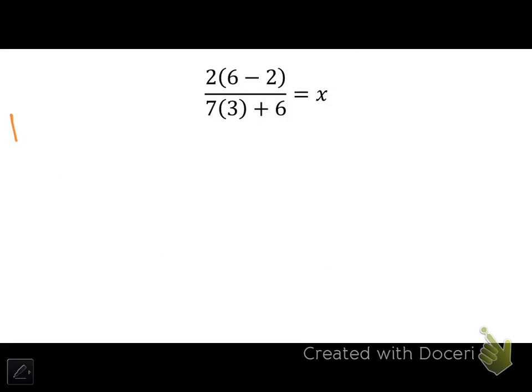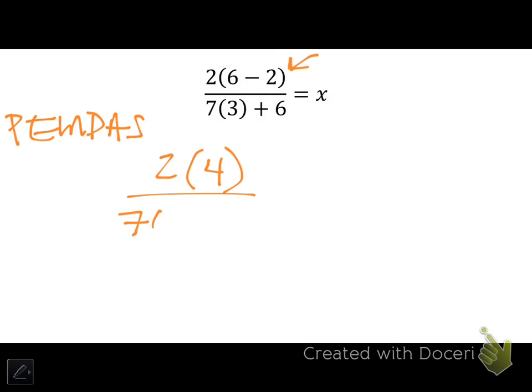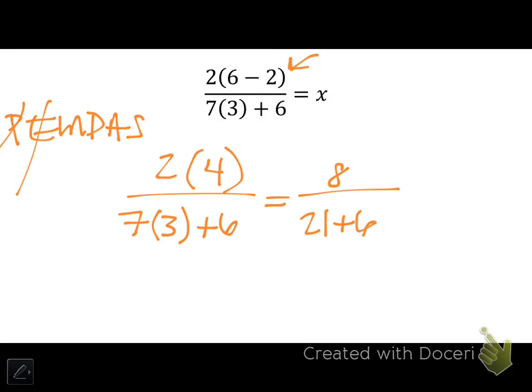Okay, a bunch of numbers. PEMDAS. Okay, so do I have parentheses? Yes, I do. 6 minus 2 is 4. Do I have exponents? No. Do I have things I can multiply? Yes. 2 times 4 is 8. 7 times 3 is 21. 21 plus 6 is 27. So there's my answer.